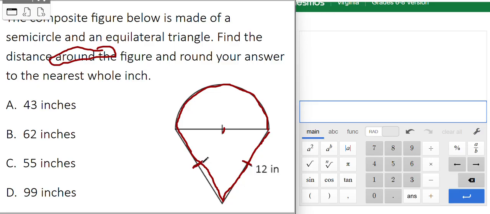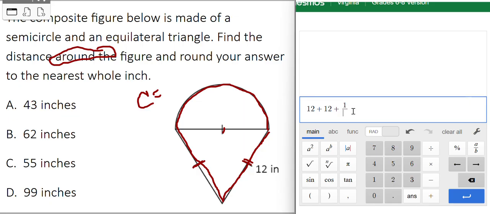So I'm going to start with these two sides of the triangle because I already know how long they are. 12 plus 12 plus. Now, I need the outside of this circle. When we're finding the distance around a circle, it's called circumference, and the formula on your formula sheet will start with a C. But the interesting thing is this is not a whole circle. It is half a circle. So I start by putting a half there. Then I look up my formula for circumference, which is 2 pi r, and I put it in my calculator.